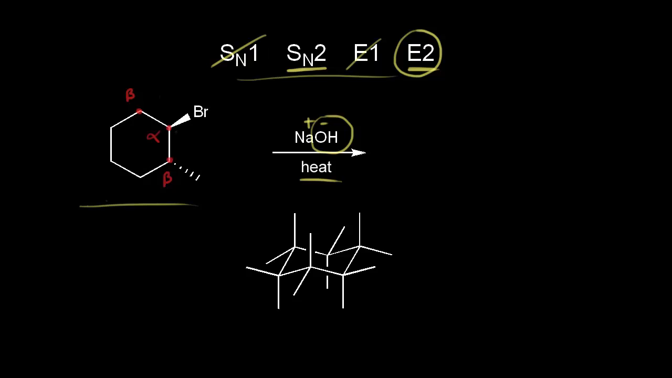I'm going to say the alpha carbon is carbon 1. I'm going to go around clockwise. So that's 1, 2, 3, carbon 4, carbon 5, and then carbon 6. And next we're going to translate this to our chair conformation over here.